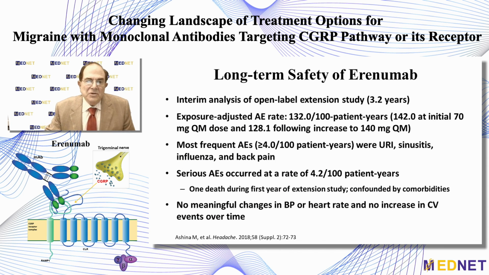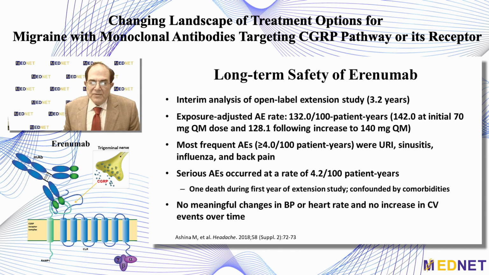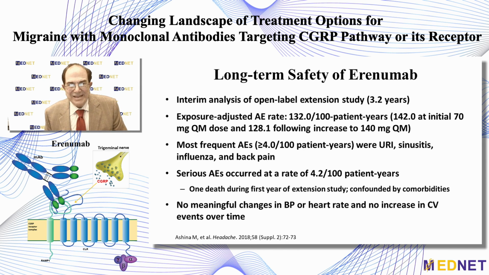Long-term safety: there are now long-term extensions of erenumab, for 3.2 years going for 4 years. The most frequent adverse events were upper respiratory infections, sinusitis, influenza, and back pain. Remember, it's open-label, probably was no higher than placebo. There were serious adverse events at a rate of 4.2 per 100 patient years. 1 death occurred. This is really confounded by comorbidities. And there was no significant change in blood pressure, heart rate, or increase of cardiovascular events over time.